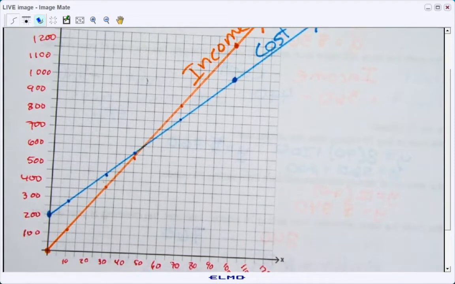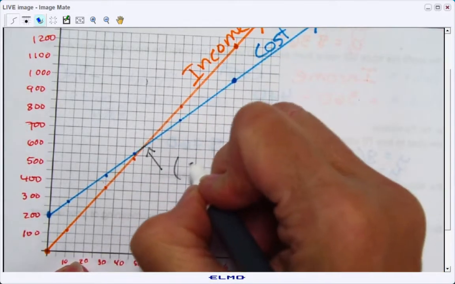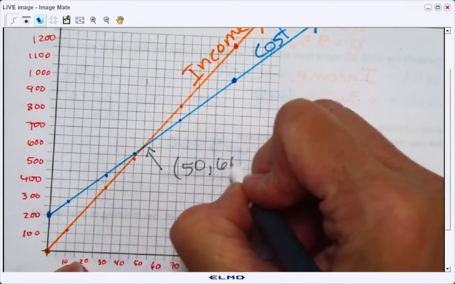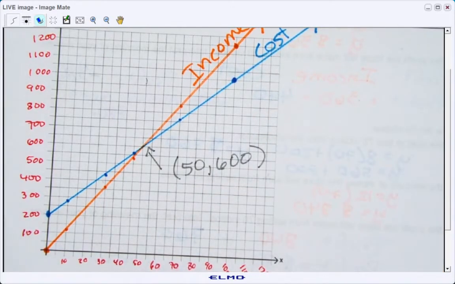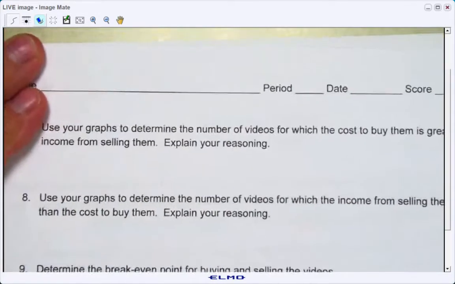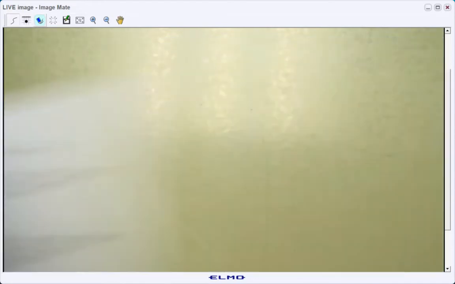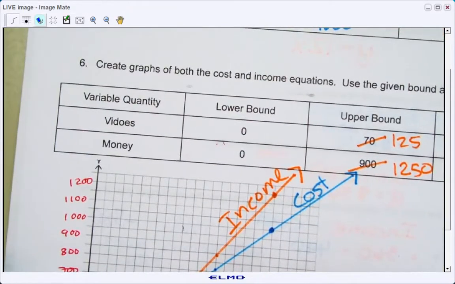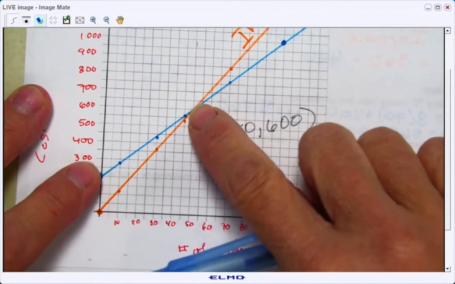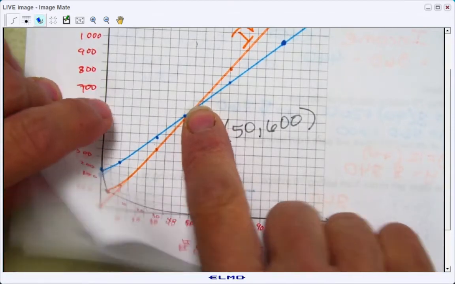Okay. So, guys, where do these two lines run into each other? Those two lines run into each other right there. Isn't that the point 50, 600? That's where they run into each other. So let's go over here. And it says, use your graph to determine the number of videos for which the cost to buy is greater. So when the cost is more, so when it's on top, up until that 50 videos, the blue line is on top.